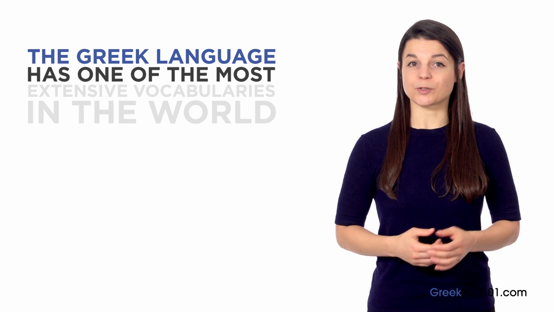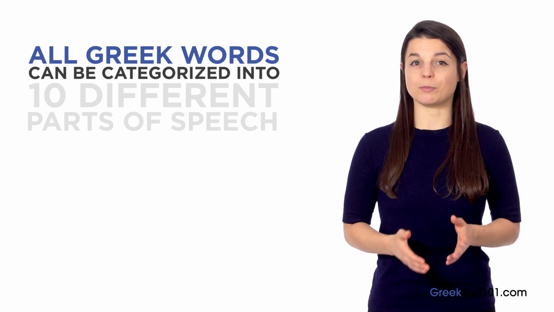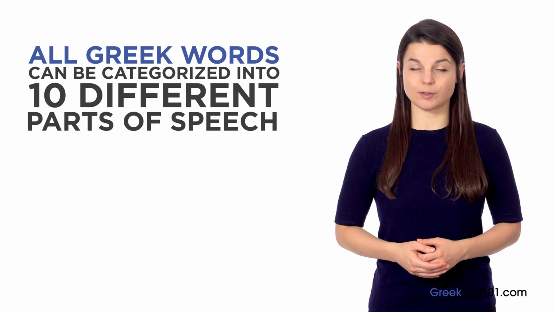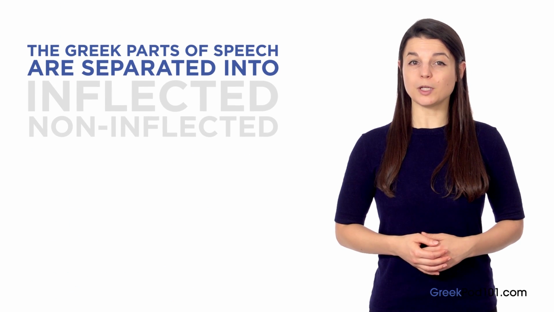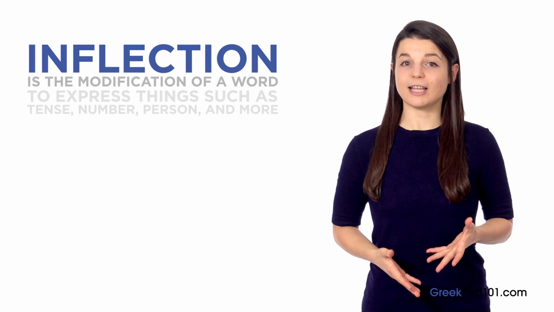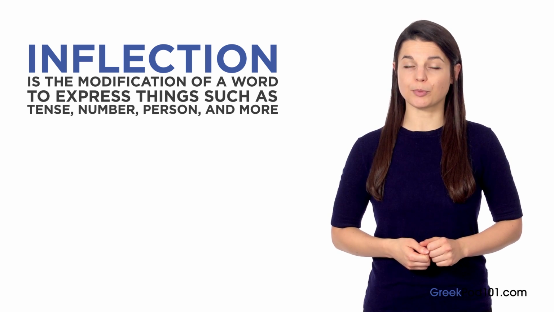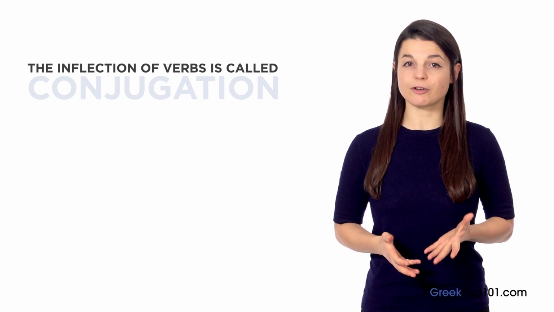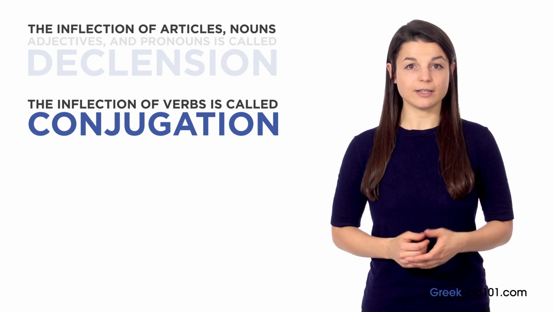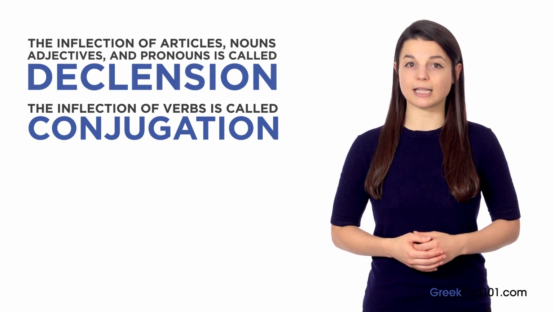The Greek language has one of the most extensive vocabularies in the world. All Greek words can be categorized into 10 different parts of speech. Furthermore, the Greek parts of speech are separated into inflected and non-inflected. You might be wondering, what is inflection exactly? Inflection is the modification of a word to express things such as tense, number, person, and more. The inflection of verbs is called conjugation. The inflection of articles, nouns, adjectives, and pronouns is called declension.